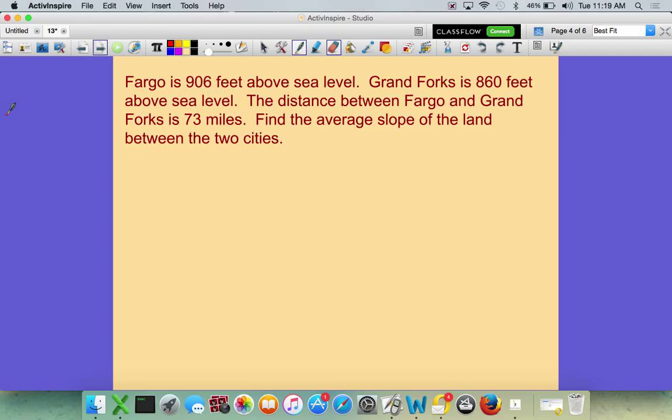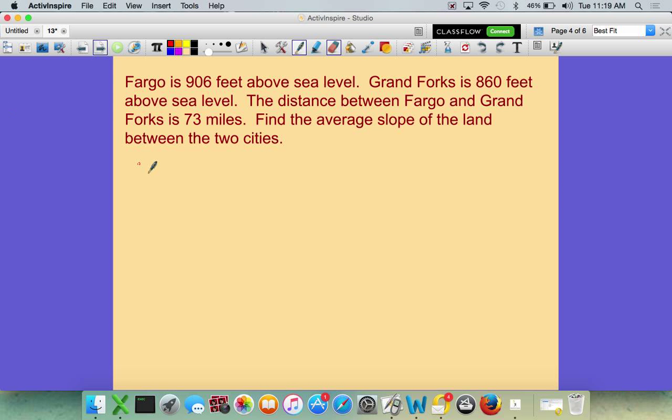All right, true situation here. I looked this up. Fargo is 906 feet above sea level. Grand Forks is 860 feet above sea level. The distance between Fargo and Grand Forks is 73 miles. Find the average slope of the land between the two cities. Well, there are a couple different problems with this. First of all, we've got to figure out x and y.